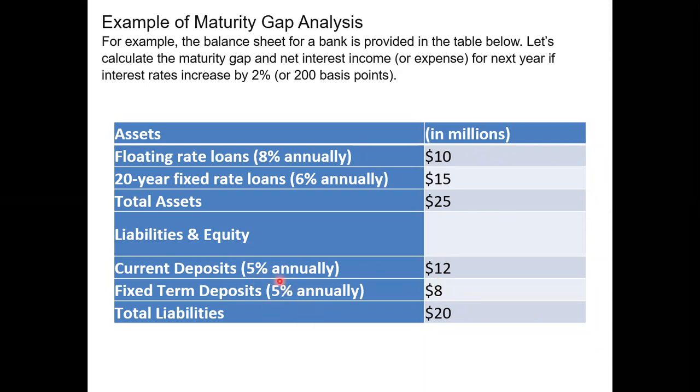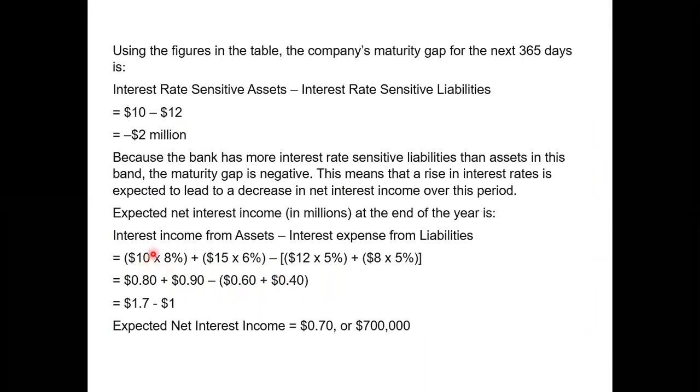Now, based on this figure, 10 million is the short-term rate sensitive assets at 8%, plus 15 million is a long-term fixed asset loan at 6%. So what is the total interest income? Here 0.8 million, here 0.9 million.